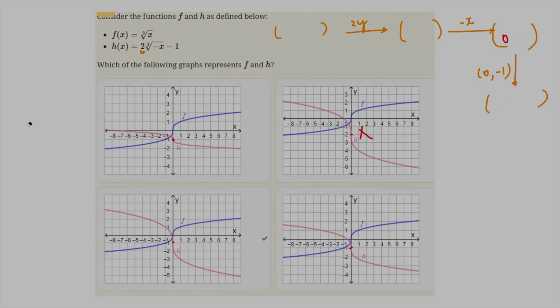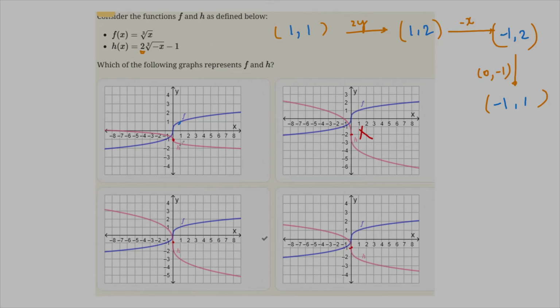So if (1, 1) is on the parent function, multiplying y by 2 will become (1, 2). Then multiply x by negative 1, so that means it will become (-1, 2). Now, there's no change with the x, and y goes 1 down, so 2 minus 1 is 1. So (-1, 1) will be on the graph.